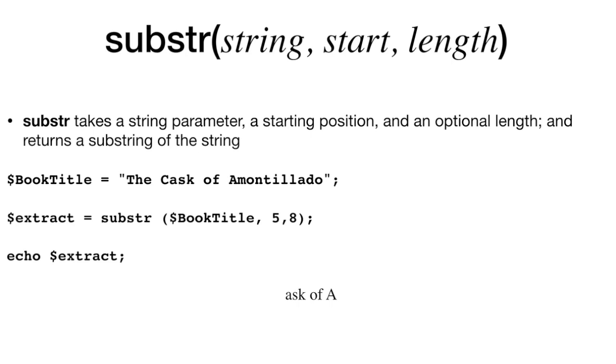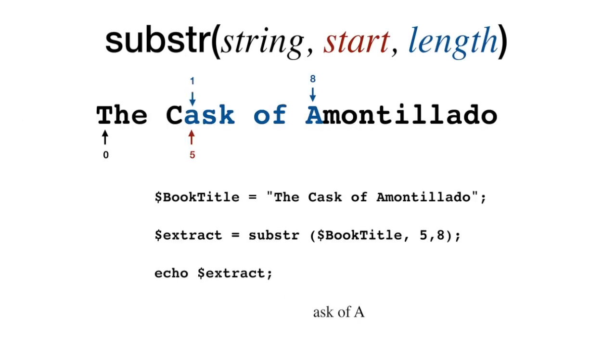So we take that string, starting at character number 5, I want a string that's 8 characters long. Let's look in detail now at how that gets done. This is our string, and we're looking for, starting at character number 5: 0, 1, 2, 3, 4, 5. So starting here, we want a string that's 8 characters long: 1, 2, 3, 4. We don't forget the space. 4, 5, 6, 7, 8. So this gives us "ask of a".